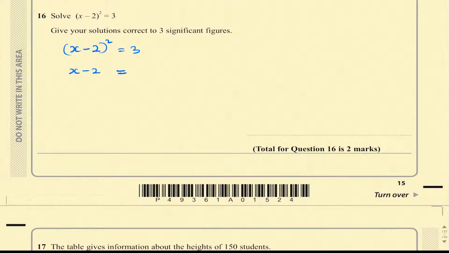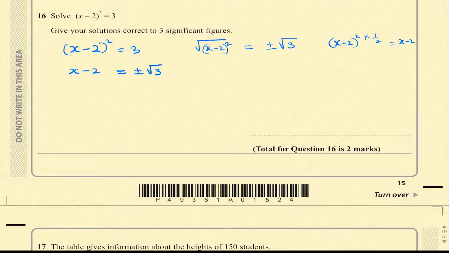So x minus 2 equals plus or minus root 3, because the square root of (x minus 2) squared will be equal to plus or minus the square root of 3. And the square root cancels the squared, because a square root is a power of a half. So that will be (x minus 2) squared, times power of a half, and power of a half times 2 is 1. So that will be just x minus 2. So that's the proof of that.